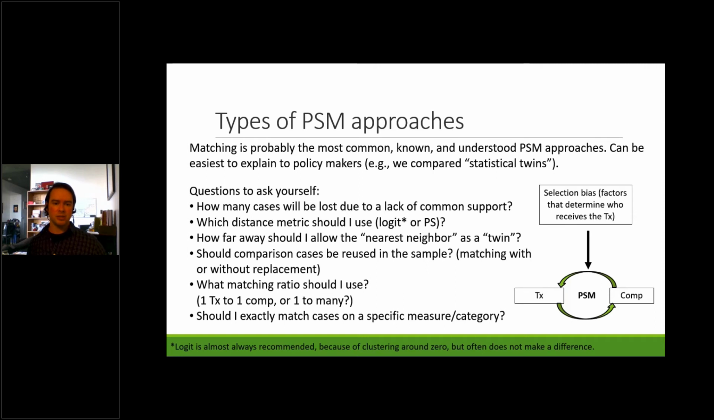Some of the questions that you should ask yourself are things like, how many cases will be lost due to a lack of common support? Which distance metric should I use, the logit or the propensity score?